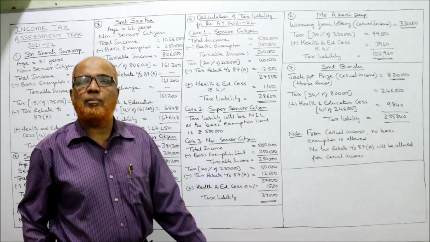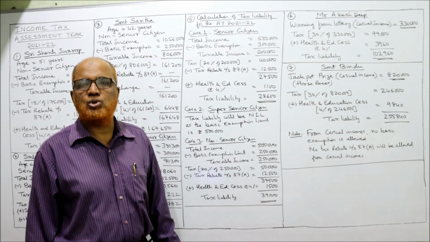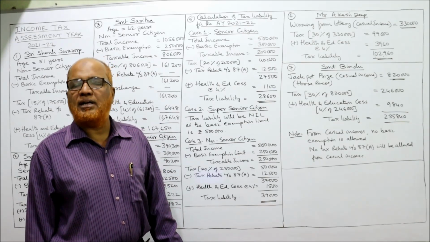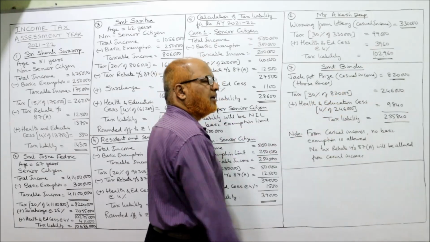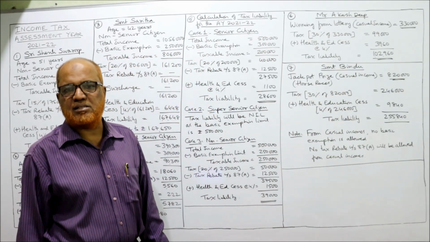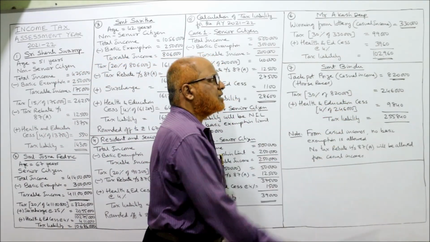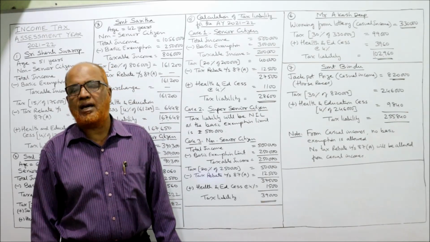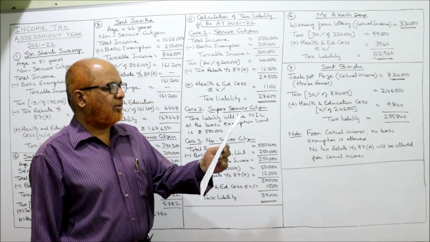It will not be given in the problem. You must know it. I have already explained in the previous videos. Casual income, the tax rate is 30%. So 30% of 3,30,000 is 99,000. To this we add health and education cess. So 4% of 99,000 is 3,960. Tax liability 1,02,960. That's it. Next one, 7th one.